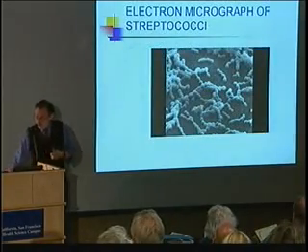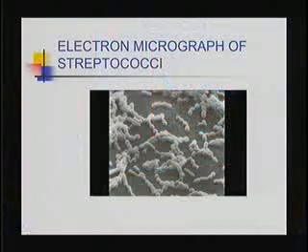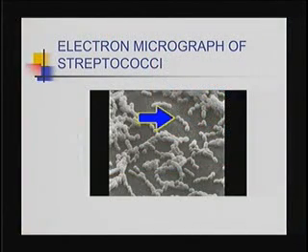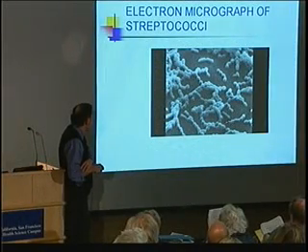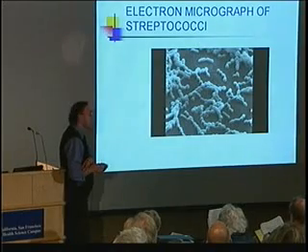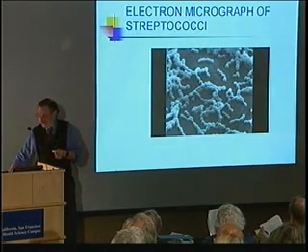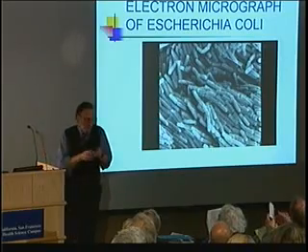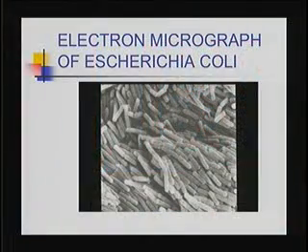So let's have a look at some of these. Here's an electron micrograph of the streptococci. Here's a round organism, and remember they are in chains. I showed you those chains previously. Here's another round organism. So the cocci are the spherical organisms, and we recognize these in the microscope. Very important fundamental property of these organisms.